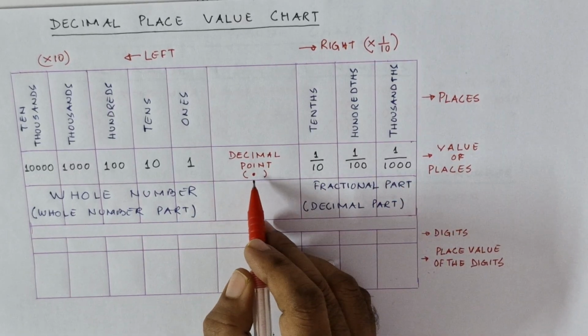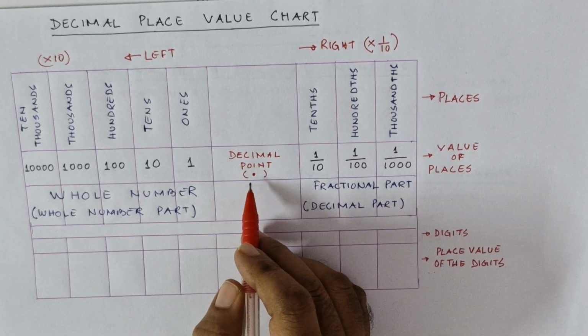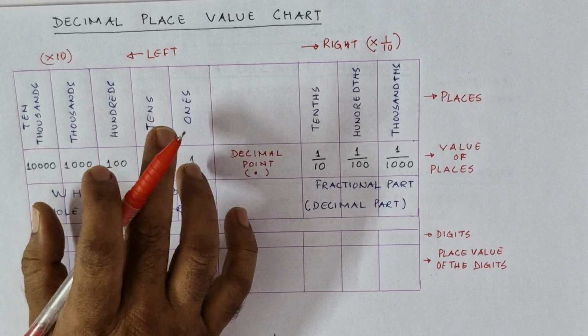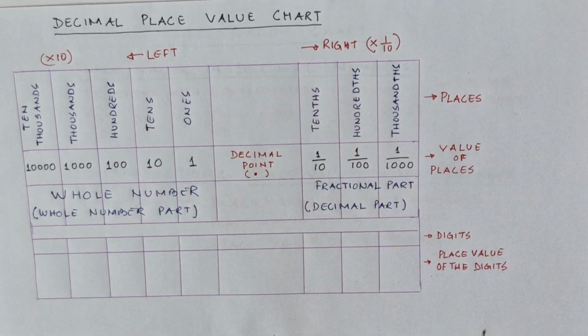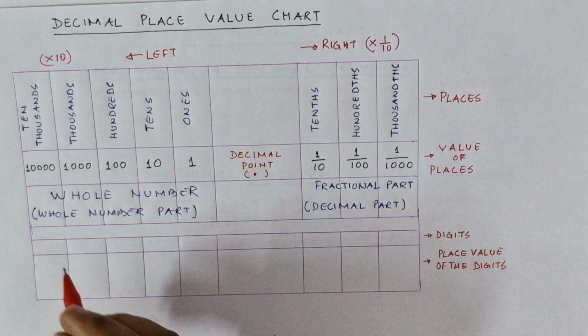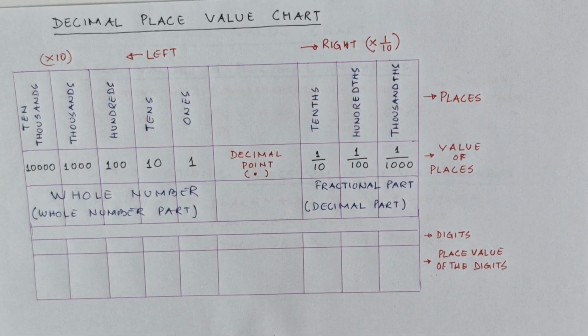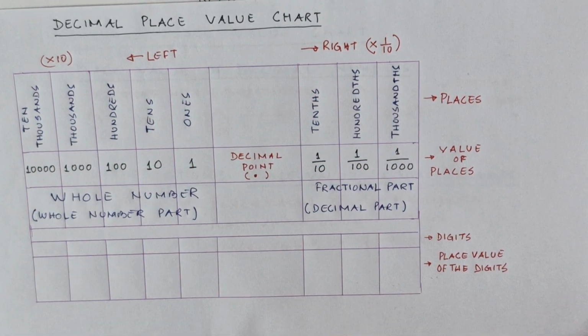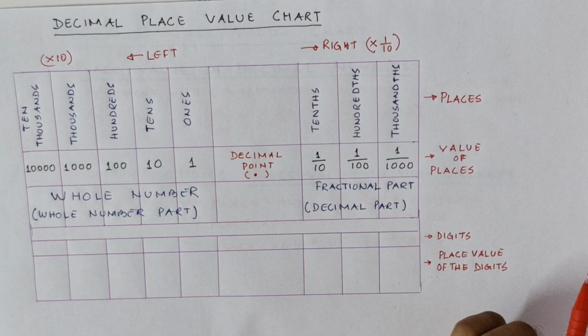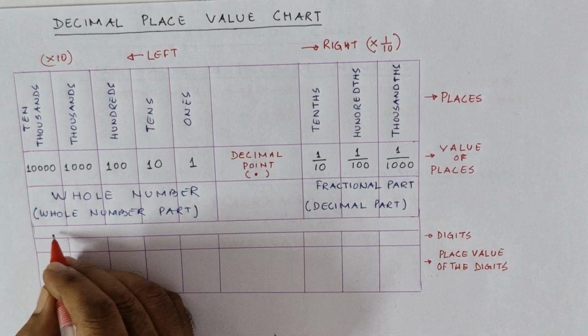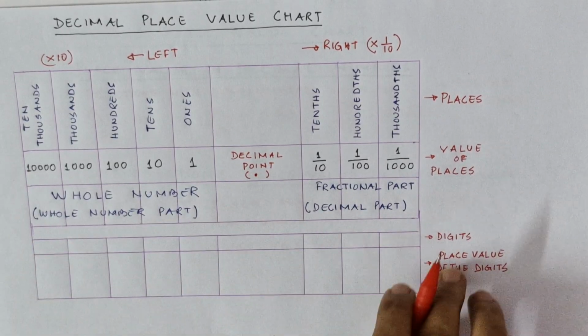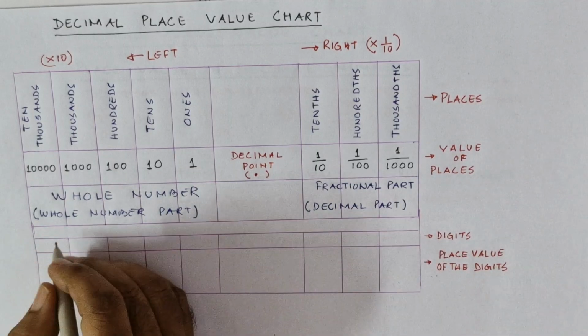The decimal point, always remember, separates the whole number part and the fractional or decimal part, right? So let's take an example and see how to use this decimal place value chart in finding out the place value of the digits in a number. So we'll take a number.